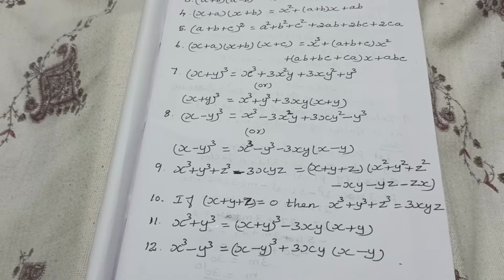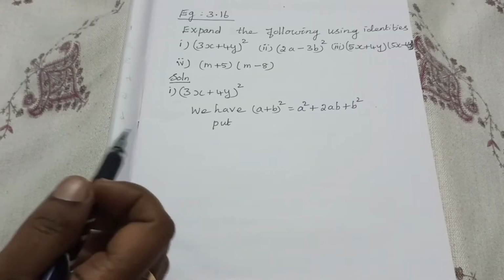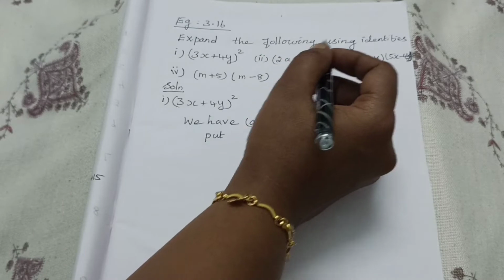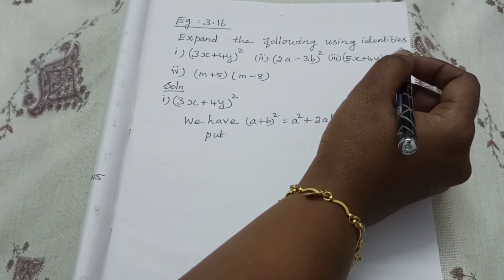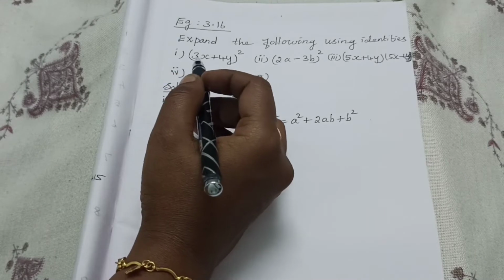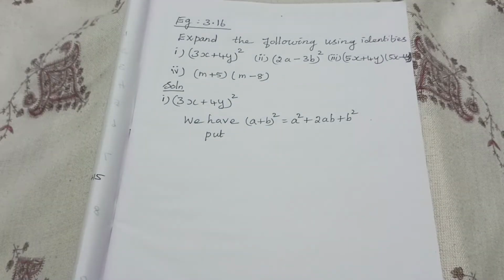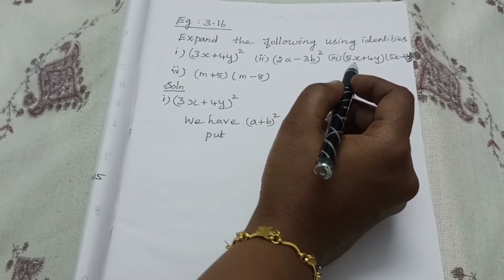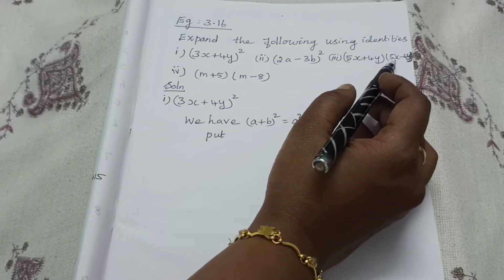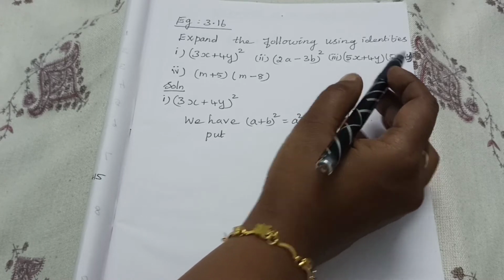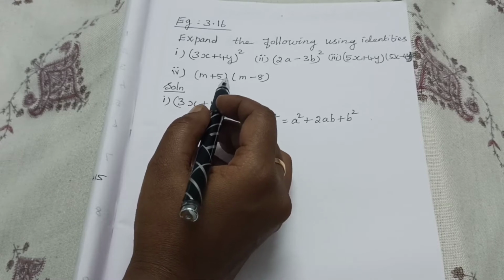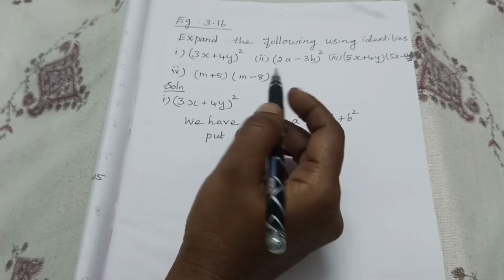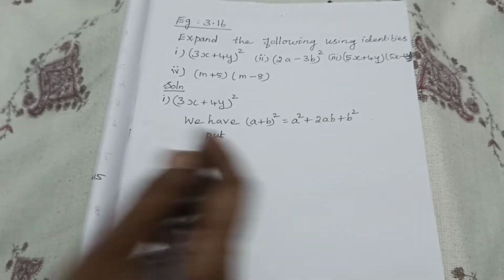Okay, be careful and study. Today we are going to see this sum. Example 3.16. Expand the following using identities. First one, 3x plus 4y the whole square. Second one, 2a minus 3b the whole square. Third one, 5x plus 4y into 5x minus 4y. Fourth one, m plus 5 into m minus 8.